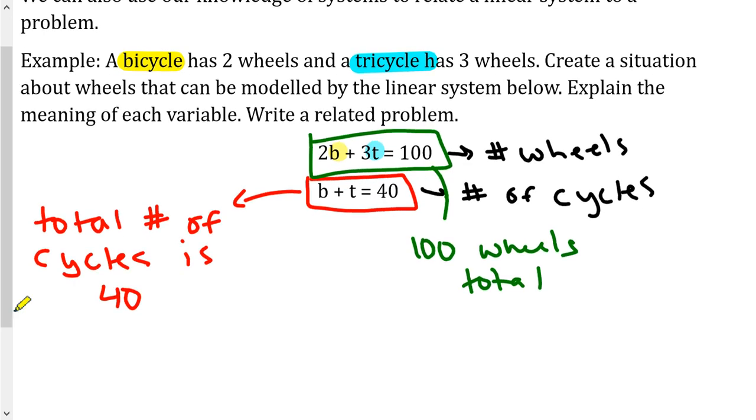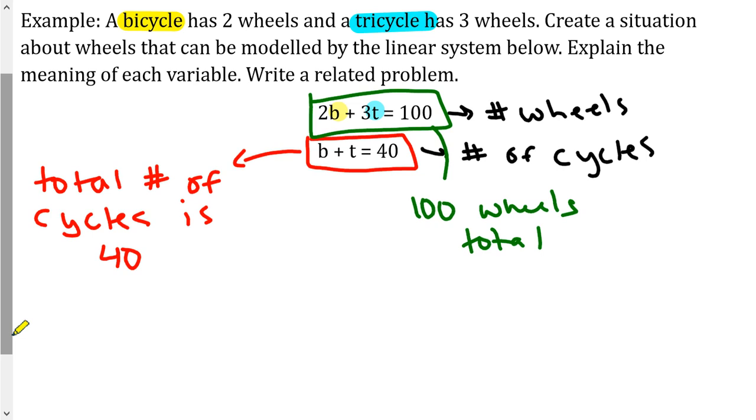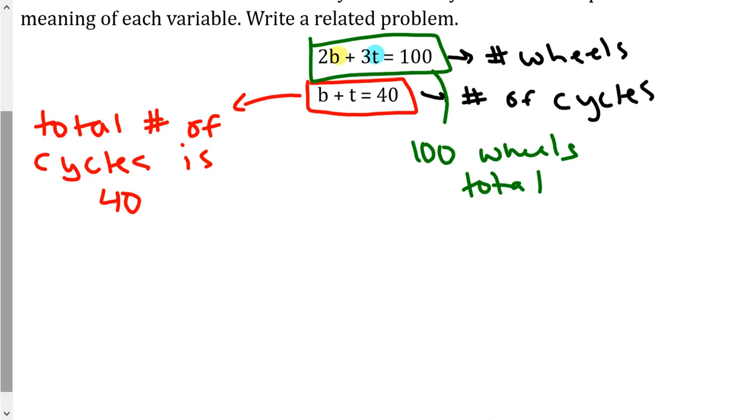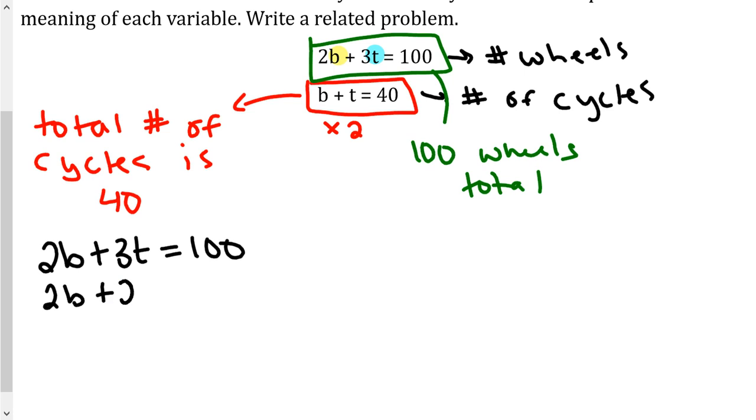Explain the meaning of each variable, so we went through that. Let's try and solve this ourselves. Let's see how many bikes there are and how many trikes there are. We'll try elimination this time. So 2b plus 3t equals 100. I'm going to quickly double this second equation so that I get that coefficient of 2 in front of b. 2b plus 2t equals 80. And then I'm going to subtract.